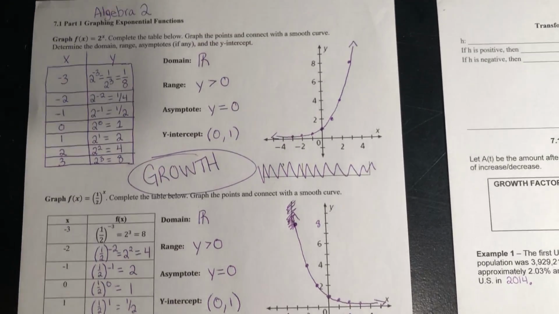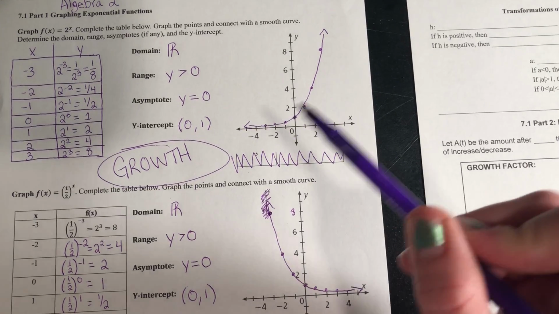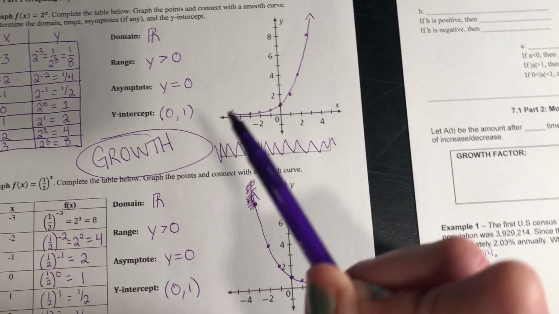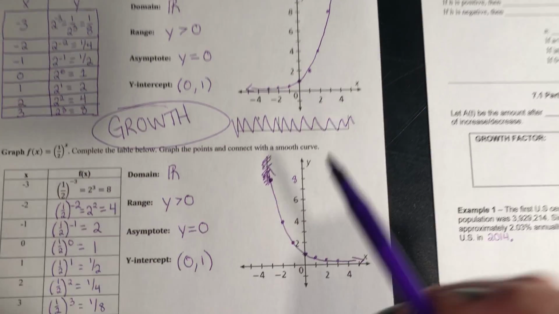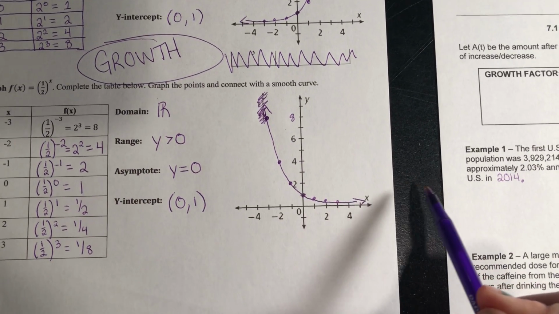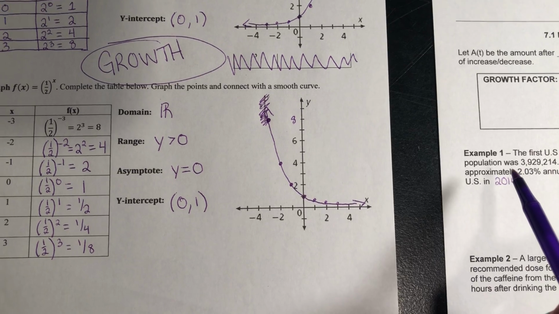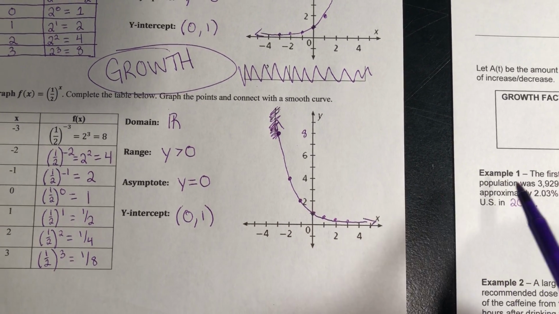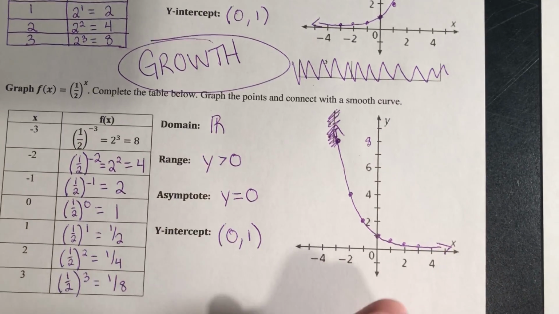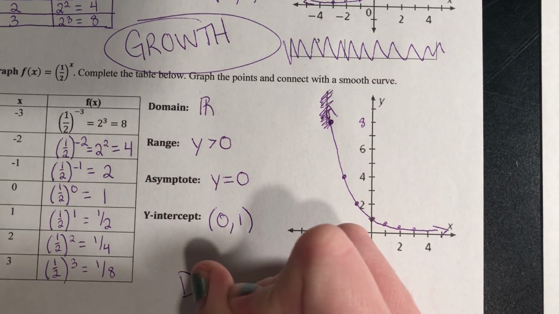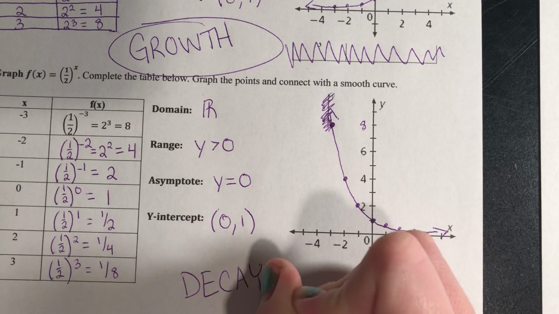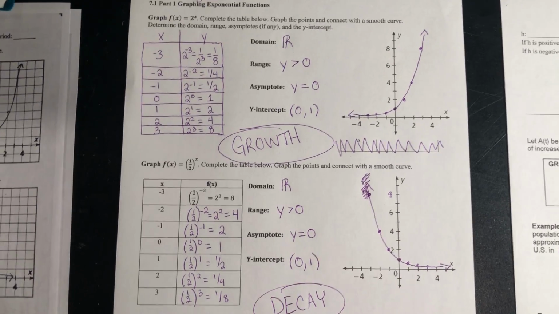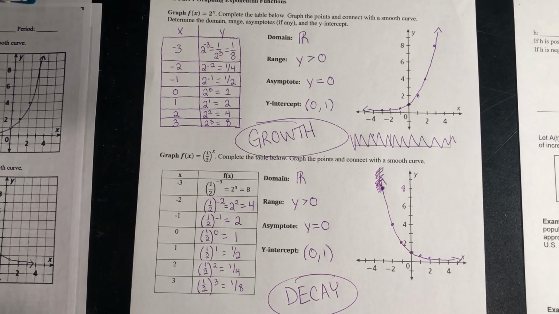As you can tell from the graphs, if this one was a growth, it grows as you go towards the right. As x approaches infinity, y approaches infinity. Here, as x approaches infinity, y doesn't approach negative infinity, but y approaches 0. So this is a decay function. Our growth and decay functions kind of look a little bit opposite there, and they are.